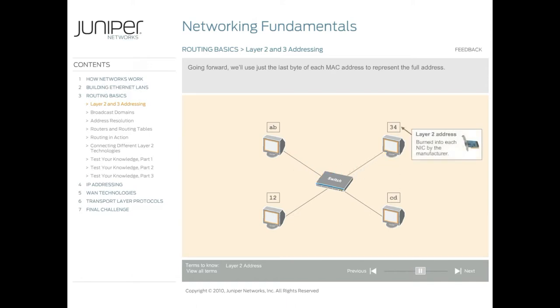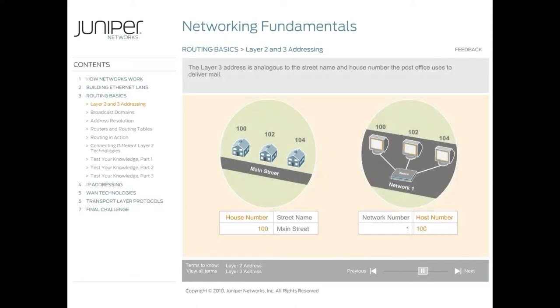In addition to a Layer 2 address burned into it by the manufacturer, each NIC or network interface also has a Layer 3 address assigned to it by the network administrator. Remember from Section 1 that the Layer 3 address is analogous to the street name and house number that the post office uses to deliver mail. Just like a residence, a Layer 3 address also has two portions: a network number and a device or host number. The network number is analogous to the street name, and the host number is analogous to the house number.